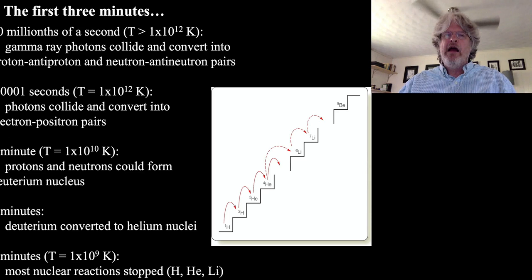And everything heavier that you see was made inside the cores, or inside the shells, of stars. And these first stars that formed out of this mixture, being mostly hydrogen and a little bit of helium, were very, very massive stars, very short-lived stars.